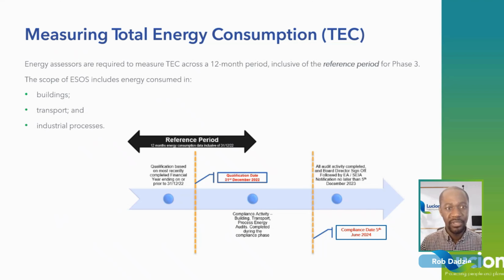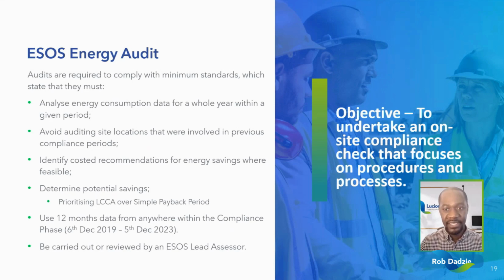The audit, however, again, has its own set of standards that must be followed. It's about going on site and carrying out a series of surveillances or checks that will evaluate performance of a building, a process, or a fleet of transport. The criteria that it needs to comply with is as follows. So it analyzes energy consumption data for a whole year within a given period.